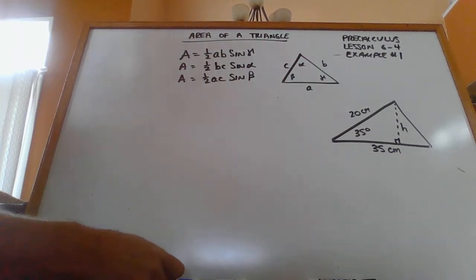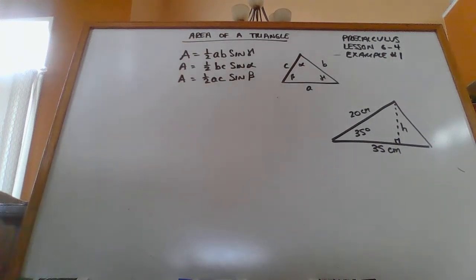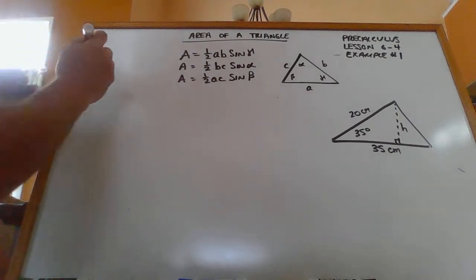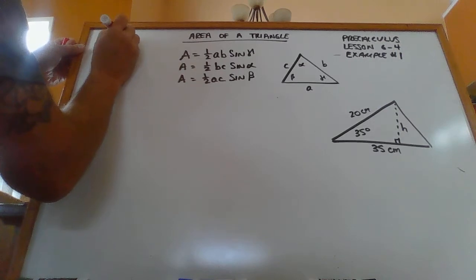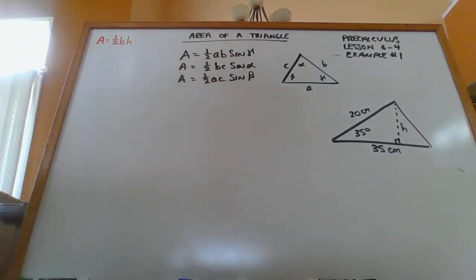Okay, so we're going to talk about areas of triangles. And obviously, you should all remember from geometry that the area of a triangle is 1/2 the base times the height. But sometimes you don't have the height.